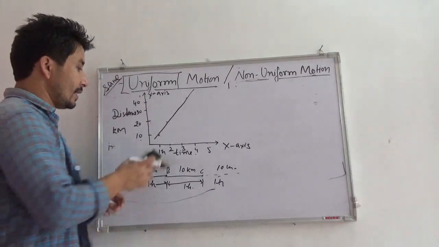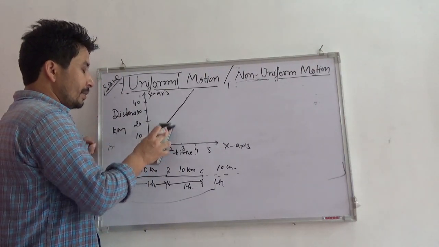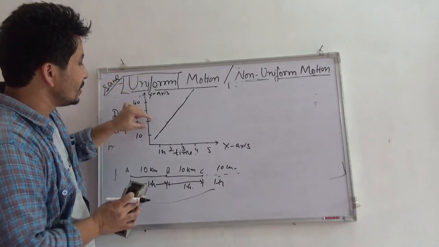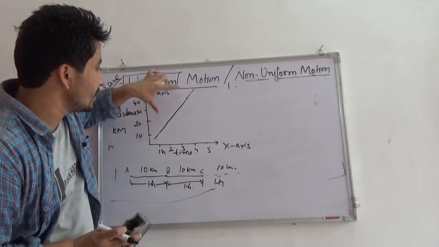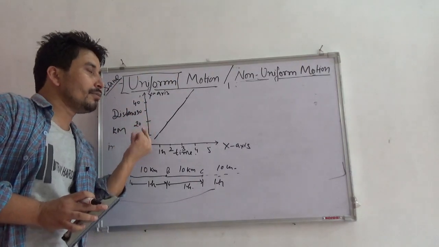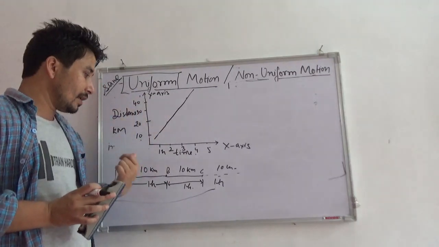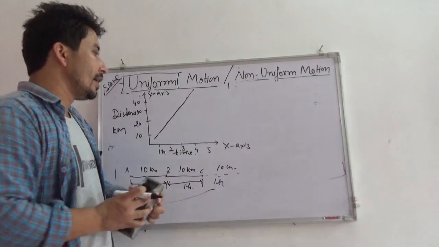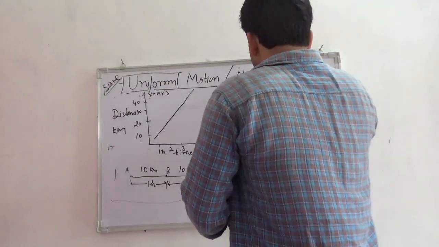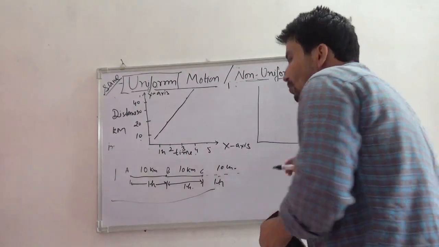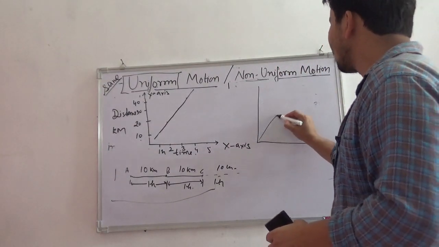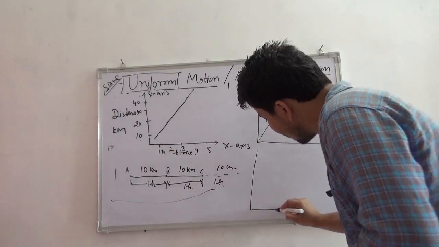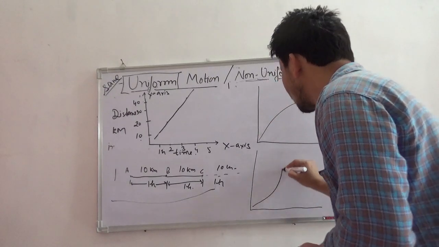This is very important, guys. ये हमेशा पेपर में पूछा जाता है, right? So the graph of uniform motion is always straight. If any motion follows the same, some fixed pattern, then this graph will be straight. And on the other hand, the graph of non-uniform motion is not straight. Either it is curved in this direction, or this graph is curved in this direction.